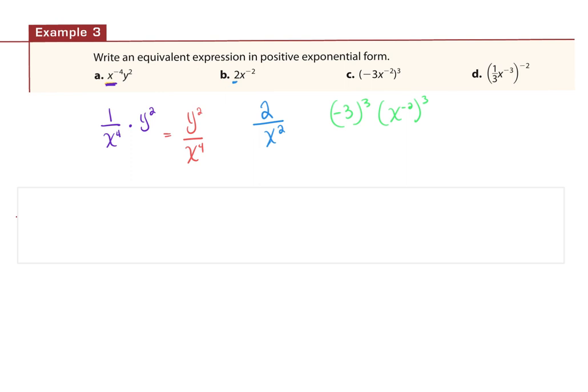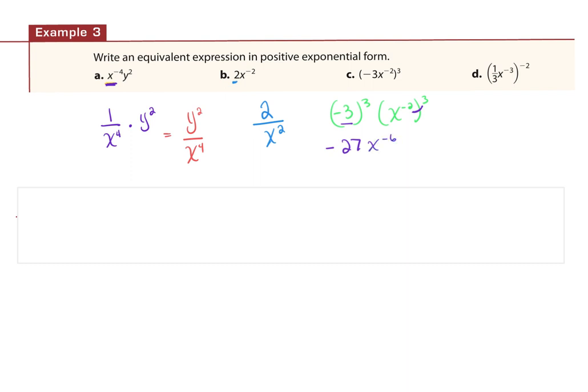That negative 3 is just my number. It has nothing to do with the exponent. So I'll just say negative 3 times negative 3 times negative 3. That is negative 27. And then I multiply these. Negative 2 times positive 3 is negative 6.